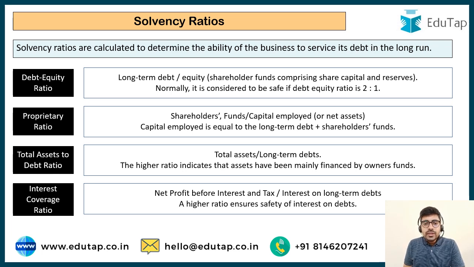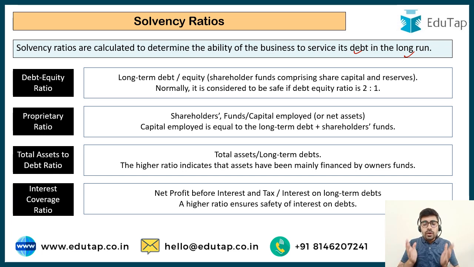So solvency ratios are calculated to determine the ability of a business to service its debt in the long run. So they are about the solvency position of the company. Even from a simple layman perspective, when do we say someone has gone insolvent? When the debt of the person is higher and the person is having less money in his pocket. So same is the case for the companies and for any business.